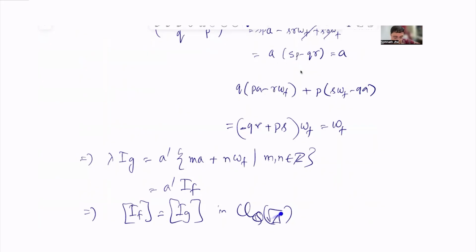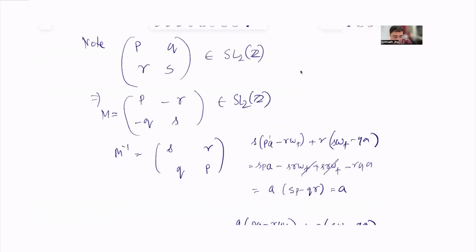The ideal class group is the same because they differ by a non-zero element. This is your alpha, this is your beta, these are elements in the ring of integers and they are non-zero. You multiply a non-zero ideal by this, you get this non-zero ideal times this. So IF and IG, these two non-zero ideals, have the same ideal class in the ideal class group of the imaginary number field, Q root minus delta. So that means F and G are equivalent.